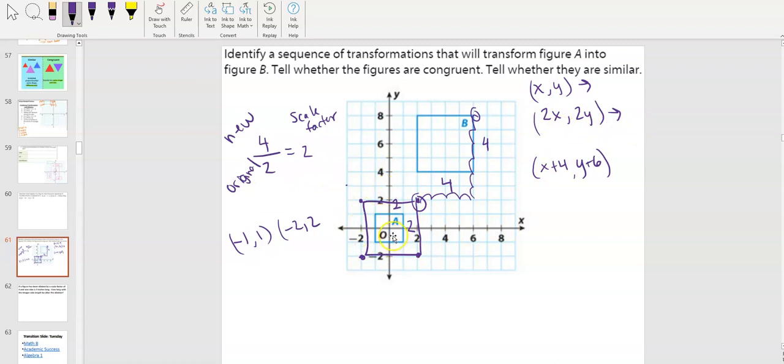Then once I dilated that, I counted how many slides and in what direction I would need in order to get the shape to be where B is. So we went over to the right 4 and up 6. So my rule is x plus 4, y plus 6. Okay, and then that is how I'm going to get my shape here. And because I had to dilate, my shapes are similar because they are the same shape, but not the same size.